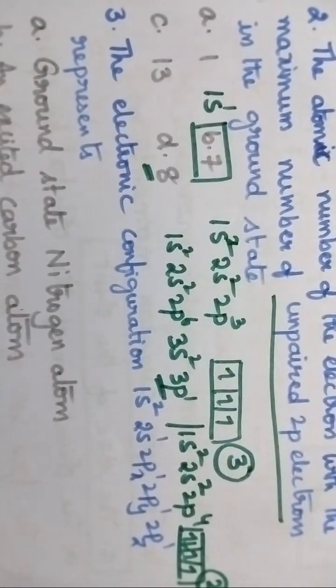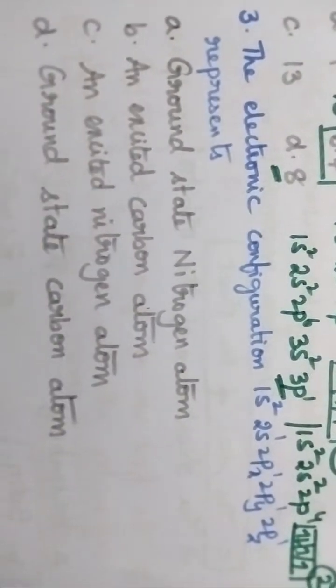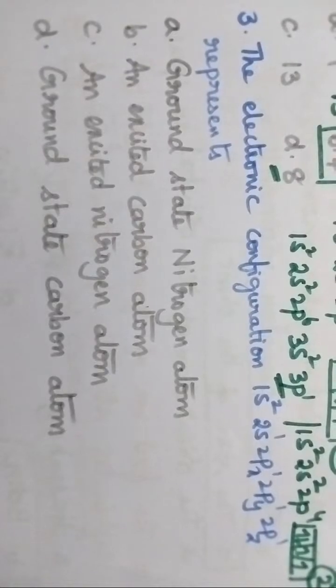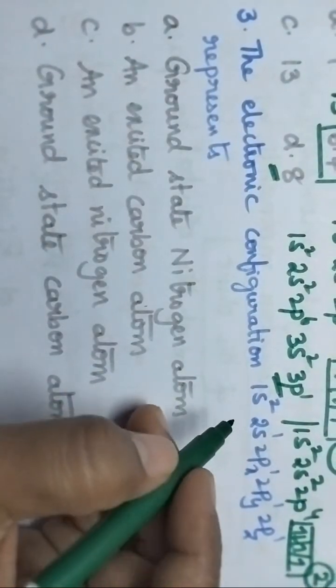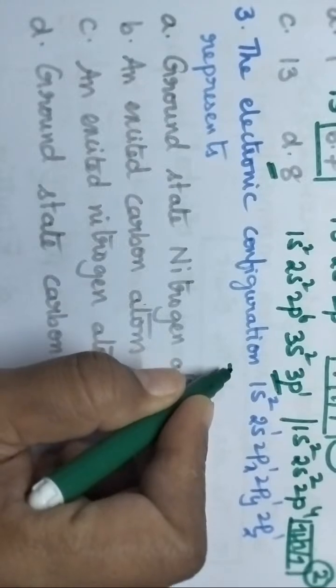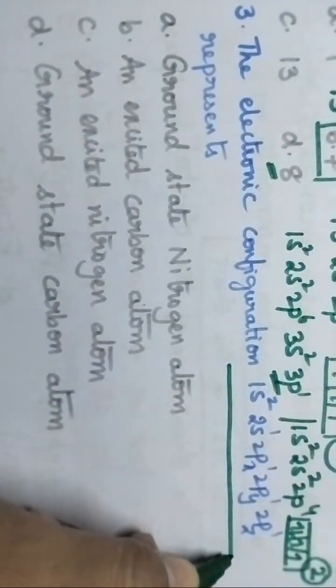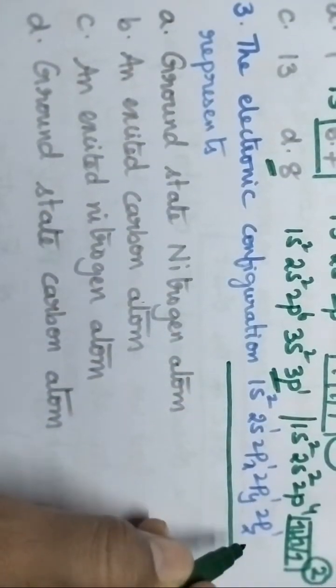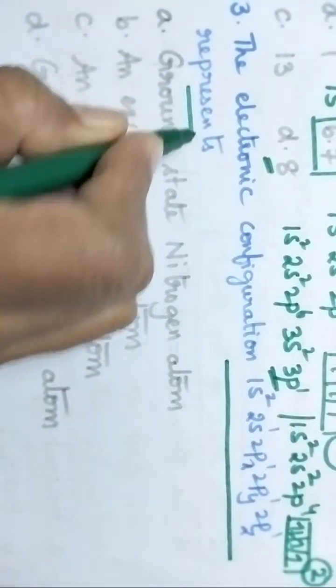Let us move on to the next question. The electronic configuration 1s2, 2s1, 2px1, 2py1, 2pz1 represents.